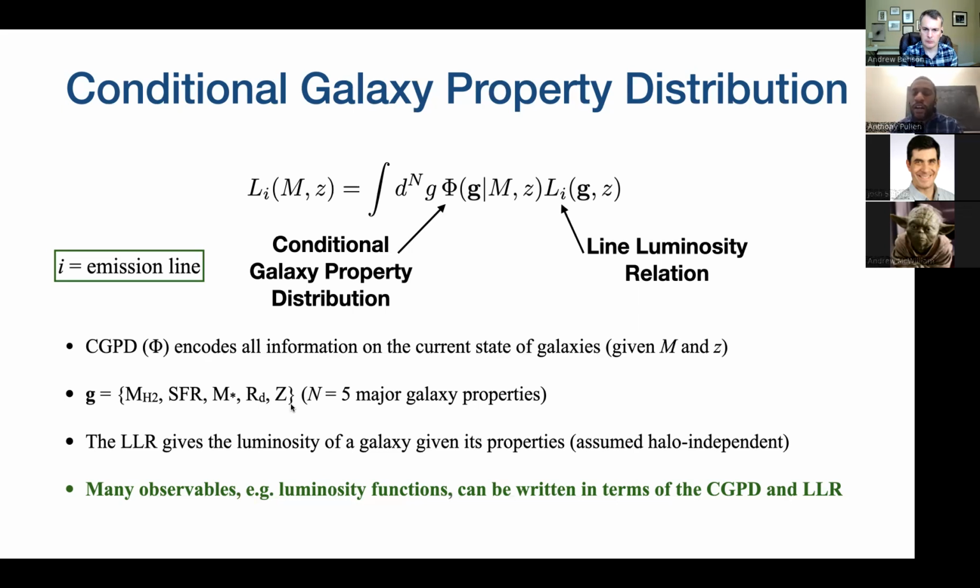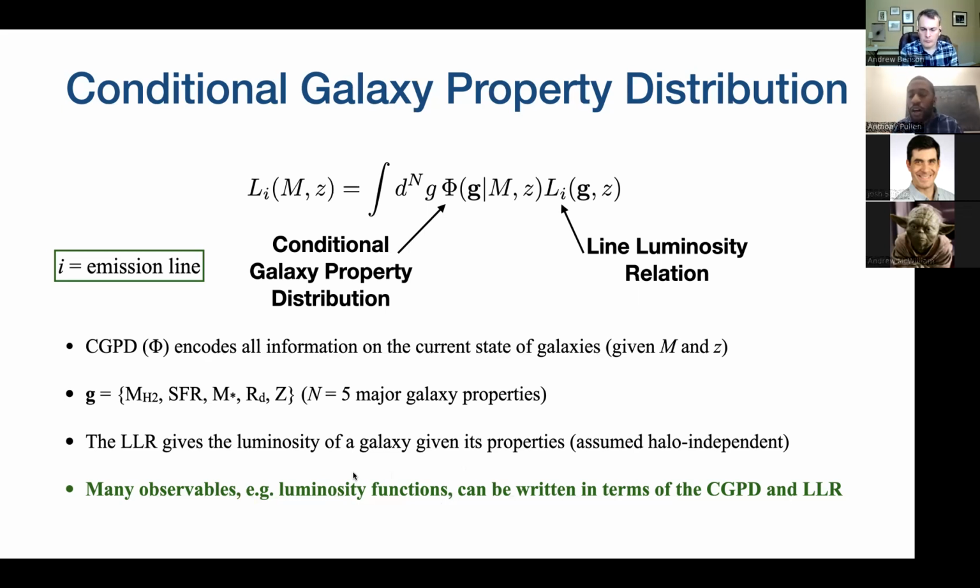And one thing that we can show is that, given a line luminosity relation, a relation between galaxy properties and luminosity, pretty much all the observables that people measure in the literature in galaxy evolution can be written in terms of these two functions. So, for example, a luminosity function can be written in terms of this luminosity relation as well as the distribution of objects, because the luminosity function is just the number density of galaxies that emit in a specific range of luminosities.